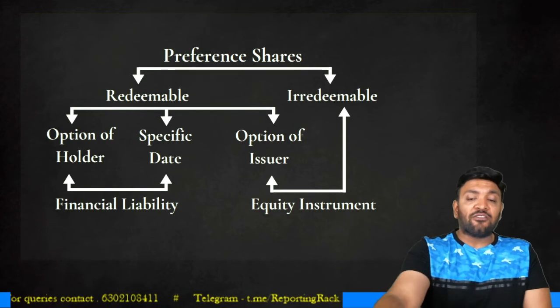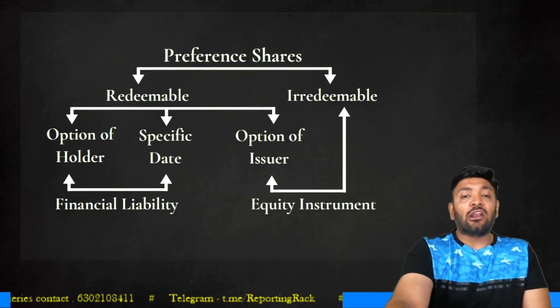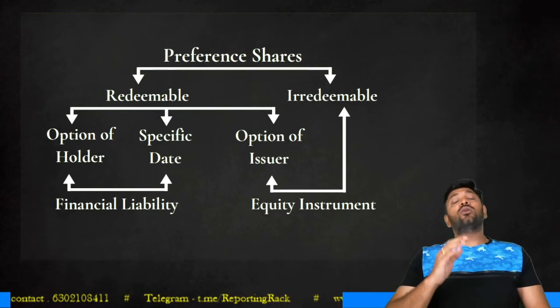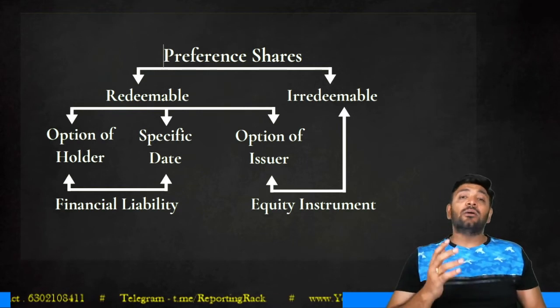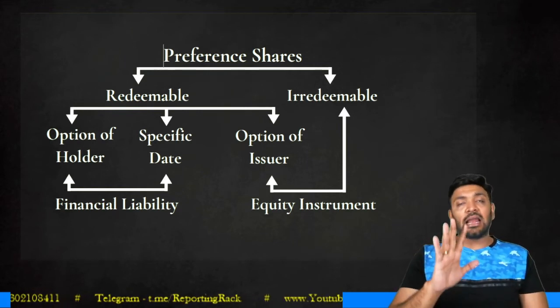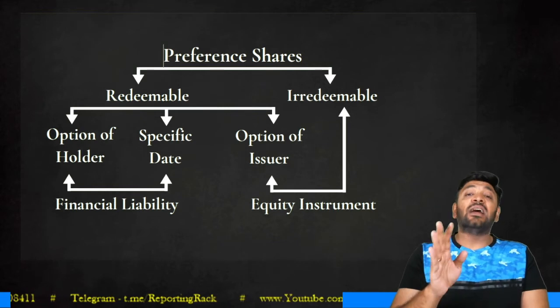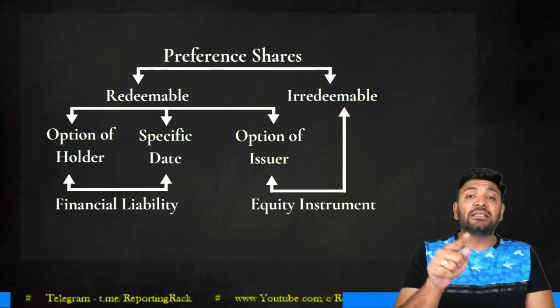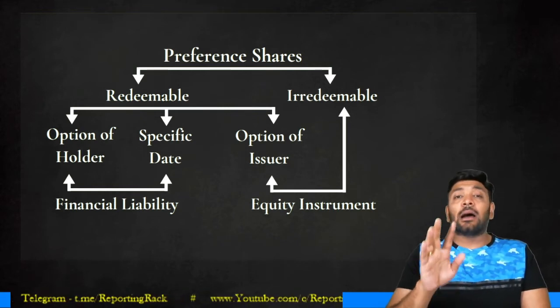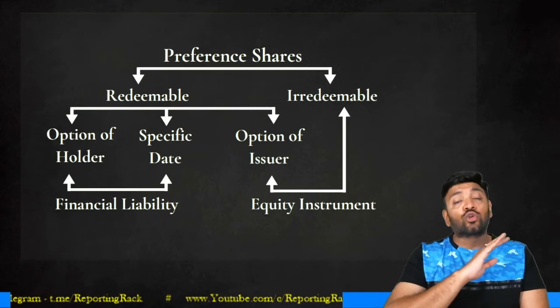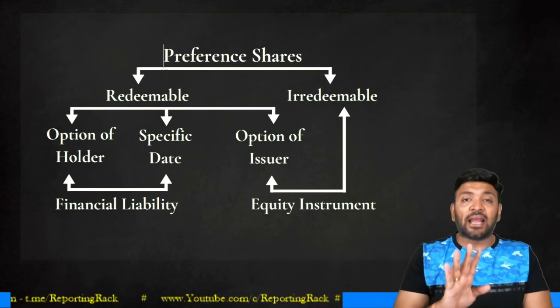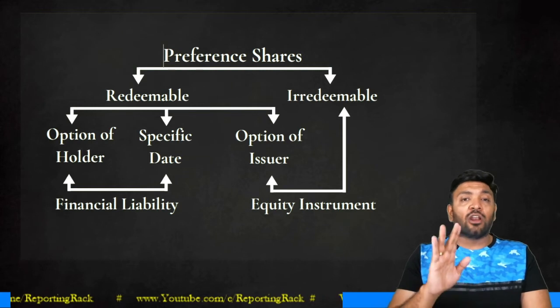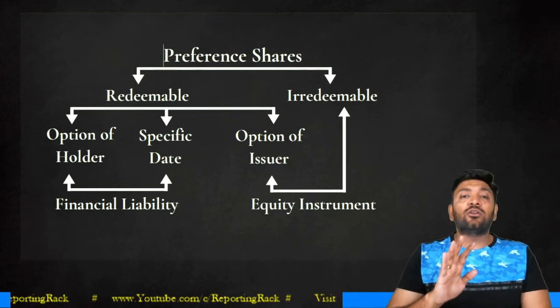With this logic, you might come up with a point saying that, sir, you cannot issue preference shares beyond 20 years. I understand. Again, I'm repeating, that is the restriction of your Companies Act in India. So do not apply the standard only in India. It is globally everywhere the standard should apply. Therefore, do not apply the logic of your Indian acts into the standard.